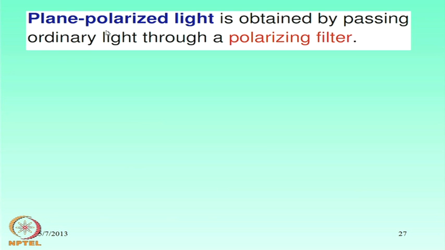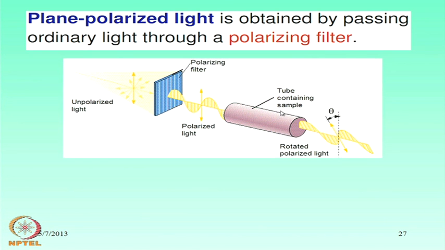So, how do we get plane polarized light? We obtain it by passing ordinary light through a polarizing filter. The polarizing filter is responsible for polarizing the unpolarized light. Unpolarized light has vibrations in all directions, so the electromagnetic components are not defined with respect to one particular plane.